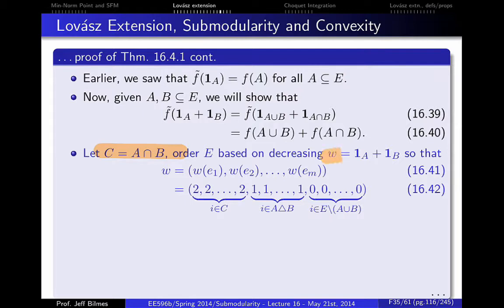Okay, and then we have this W vector, and we're going to sort it in decreasing order. And so what's going to happen is when we sort it in decreasing order, all of the elements in C are going to have valuation 2 because they're double counted, right? All of the valuations in the symmetric difference are going to have valuation 1. And all of the elements that are neither in A nor in B are going to have valuation 0.